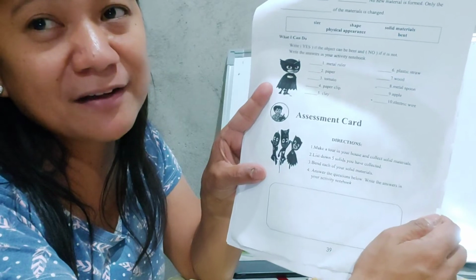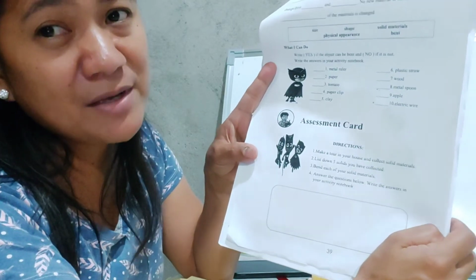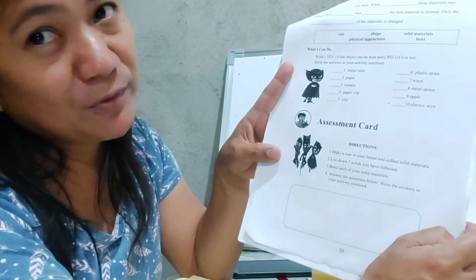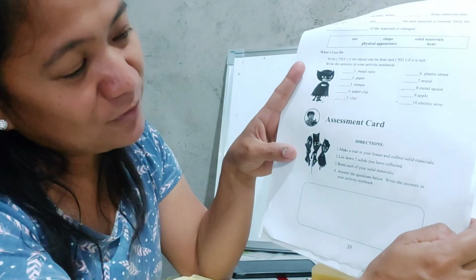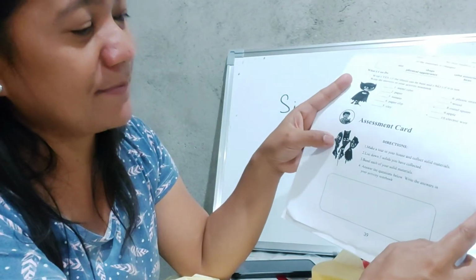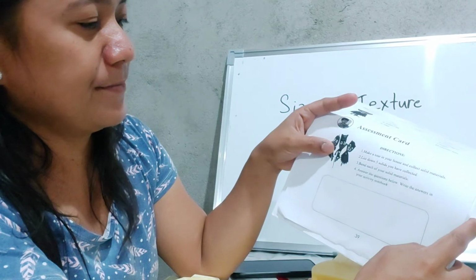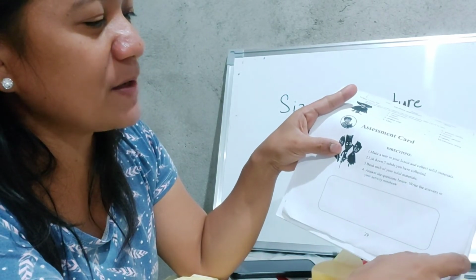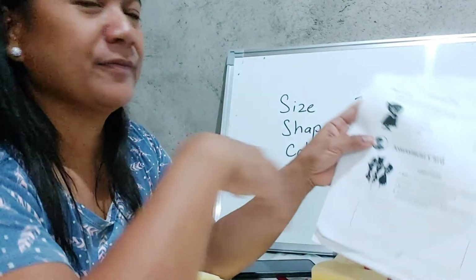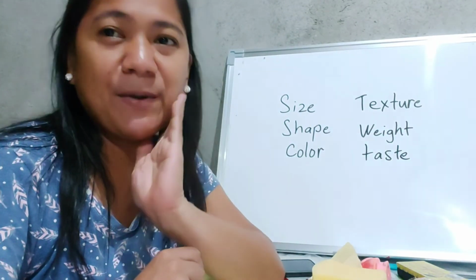And then, assessment card po ulit tayo. Paggawa po natin sa tulong po ng mga mommy sa bahay. Make a tour in your house and collect solid materials. Magko-collect po tayo ng solid materials. Lalagay po natin yung mga pangalan nila. And then, try po natin na i-bend isa-isa. And then, number 4, answer the questions below. Write the answers in your activity notebook. Wala naman below na nakalagay dito. So, yun po yung whole topic po natin para sa science.